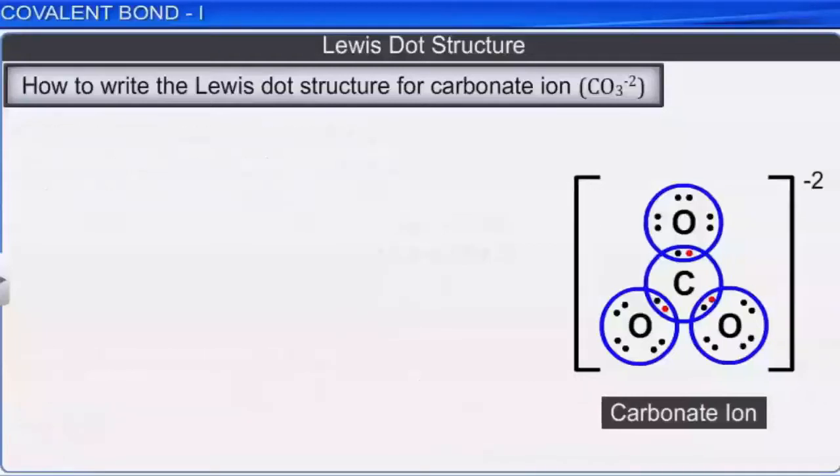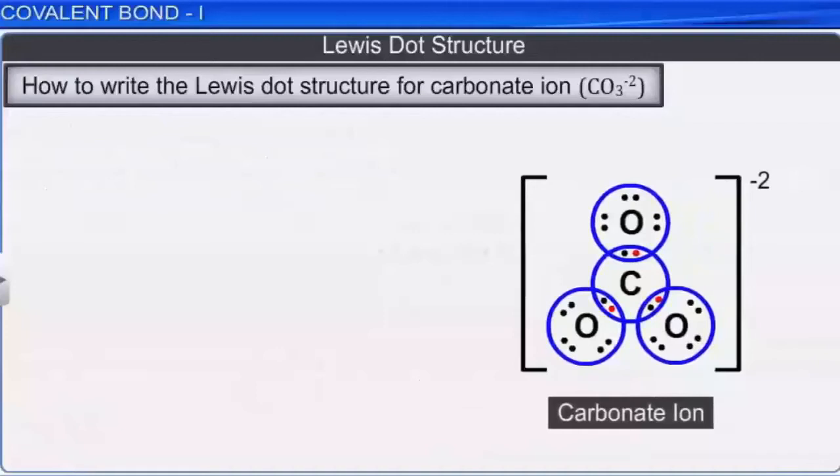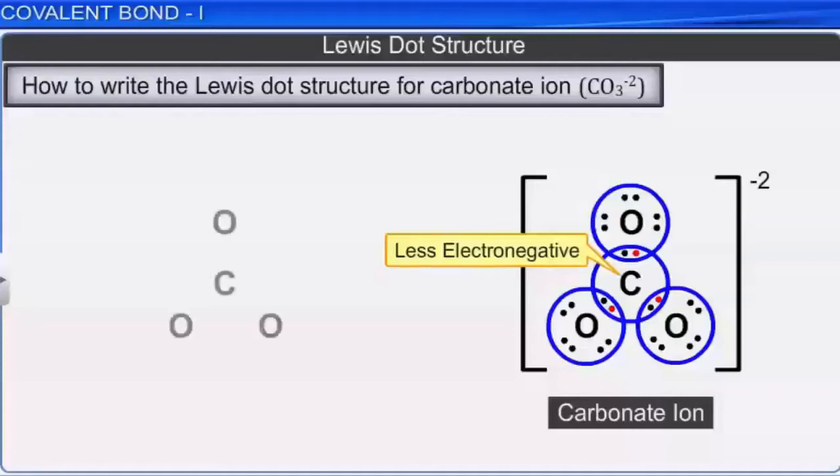In the carbonate ion, as carbon is less electronegative, it is placed at the center, whereas 3 oxygen atoms are placed around it at the terminal positions. The skeletal structure of carbonate ion is as shown.